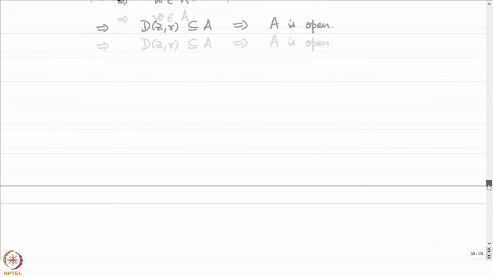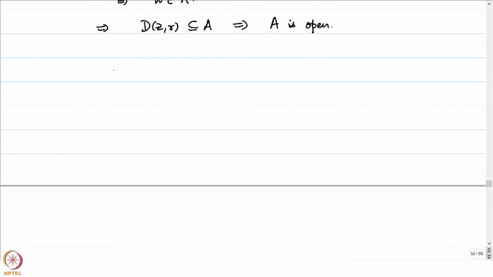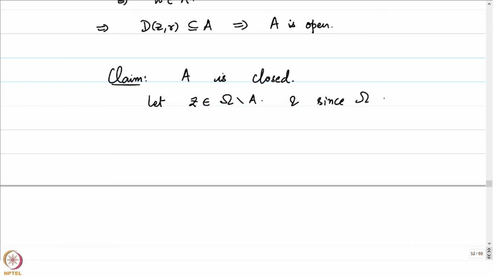A very similar argument will tell us that A is closed as well. To show that A is closed, we will show that omega minus A is open. So let again z be in omega minus A. Since omega is open, we have r greater than 0 such that D(z, r) is contained in omega.